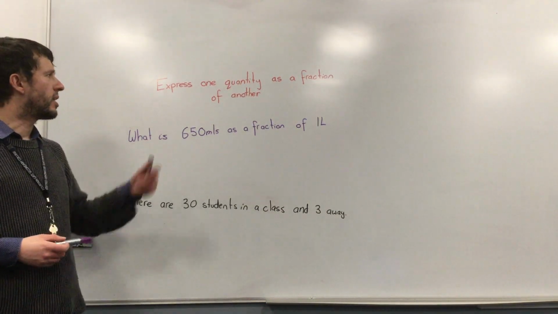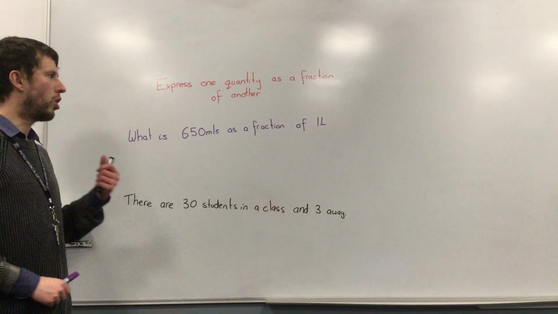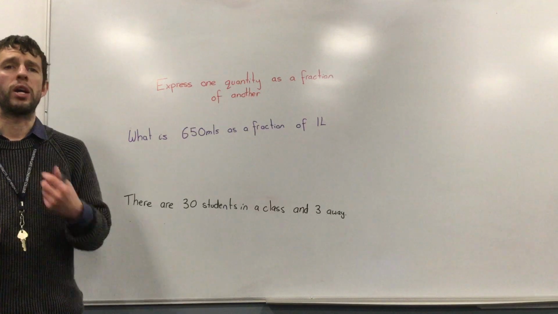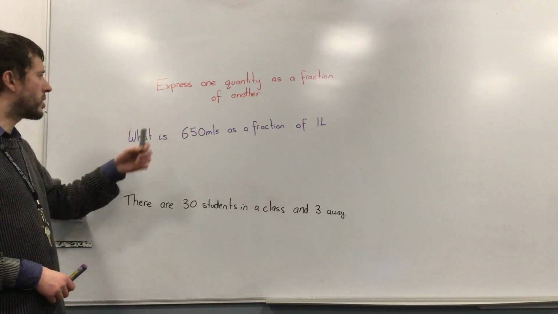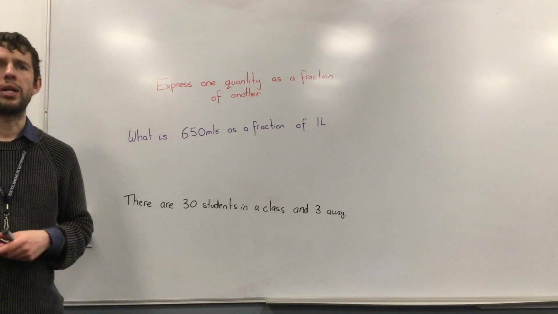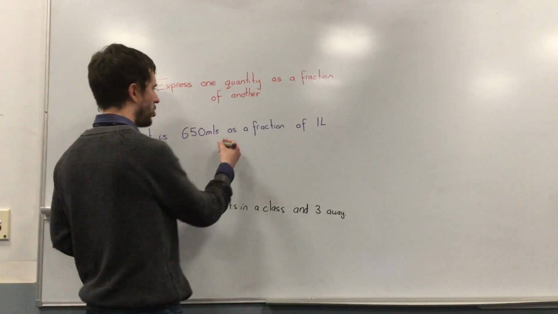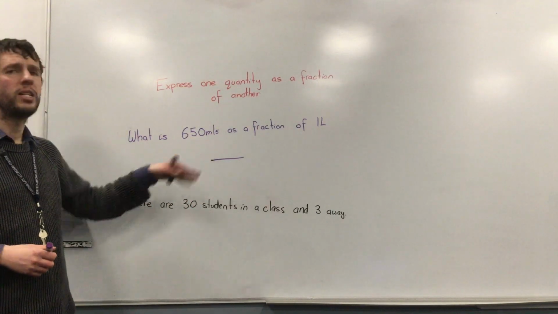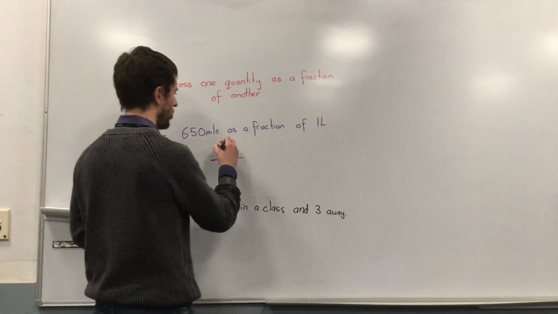So we are looking at expressing one quantity as a fraction of another. We do this when we're talking about units or when we are comparing things. So for example, what is 650 mils as a fraction of 1 litre? Well, I know I write a fraction with the top number being what I have, so I know I've got 650 mils.